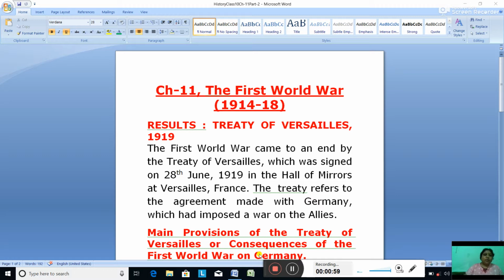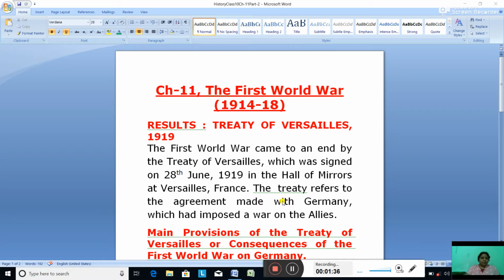Now, the First World War came to an end by the Treaty of Versailles. When this Treaty of Versailles was signed on 28 June 1919, the First World War came to an end. And where did this Treaty of Versailles take place? In the Hall of Mirrors at Versailles, France. The treaty refers to the agreement made by Germany, which had imposed a war on the Allies.